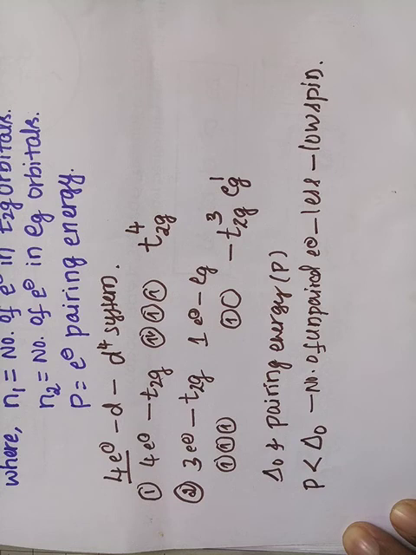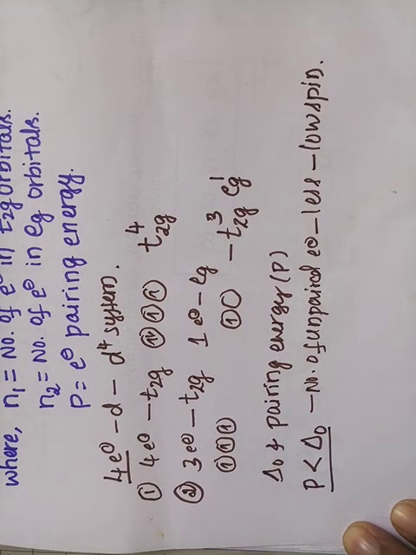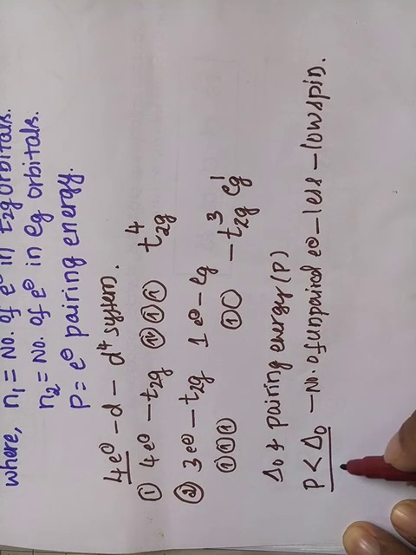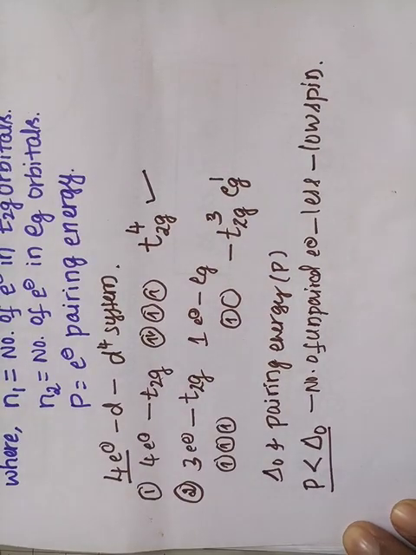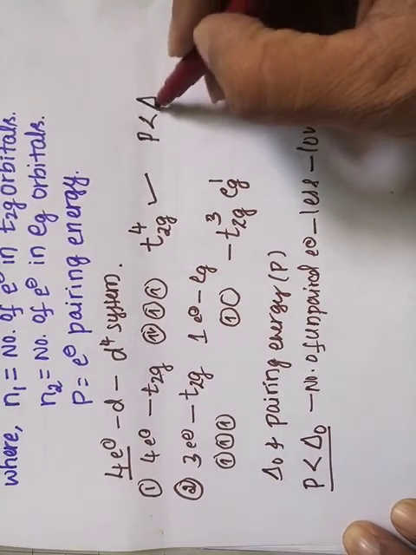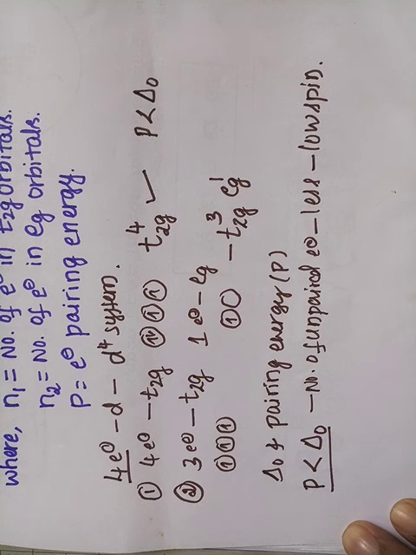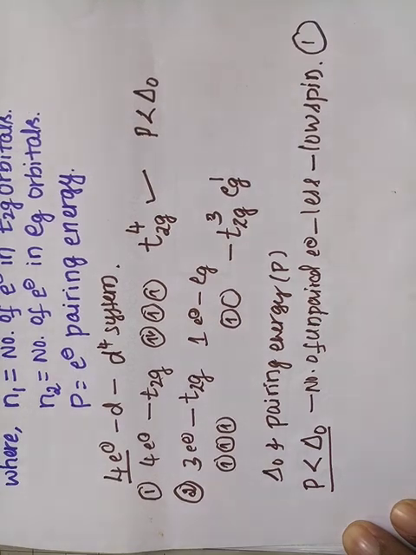Low spin complexes. When the pairing energy is less than the splitting energy, these electrons will prefer possibility number 1. So when the pairing energy is less than the splitting energy, the electrons try to get paired up. They will follow possibility number 1.